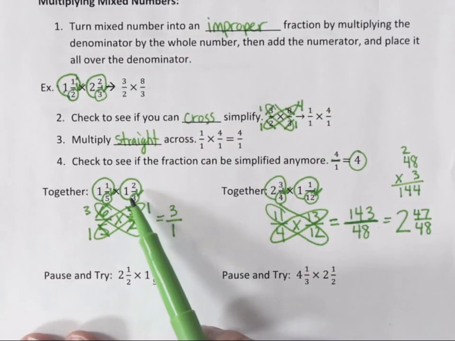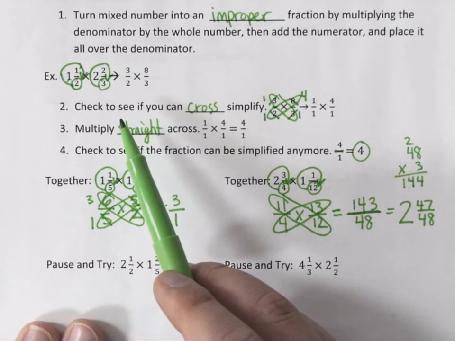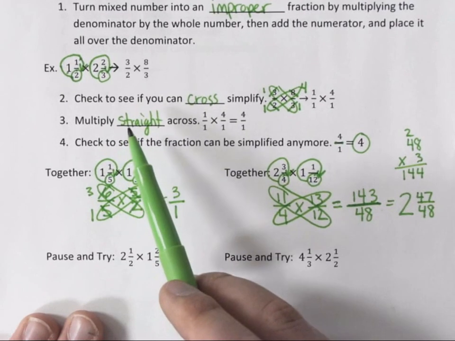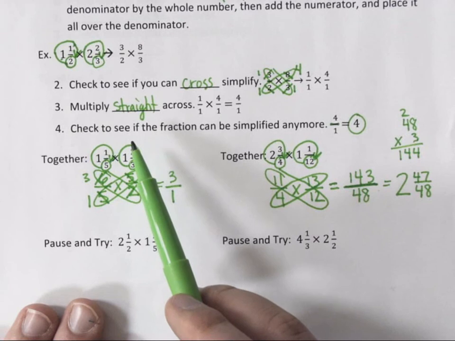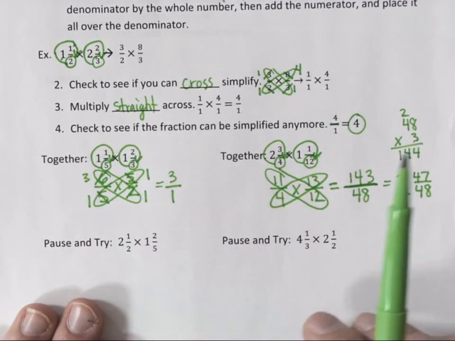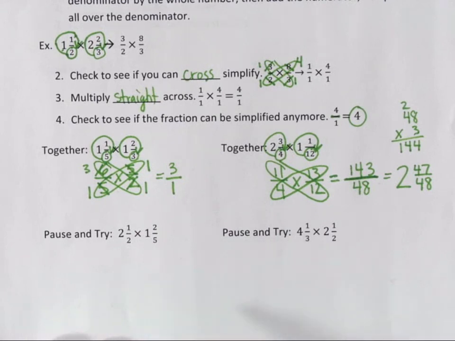Okay, so our around the world here. Okay, then the second thing you're going to do is see if you can cross simplify, looking for any common factors. Then you'll multiply straight across, and then you turn any improper fractions back into whole numbers or mixed numbers. Okay, once you've tried these 2 and checked them with me, you can grab your assignment and get started.